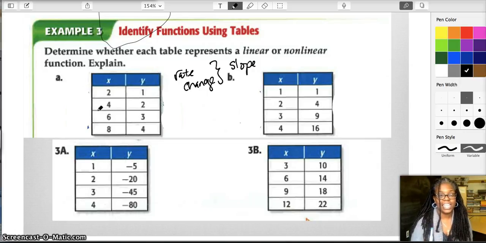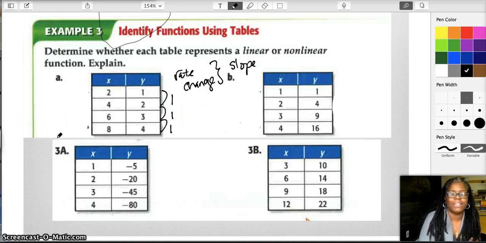Here's the key. Anytime, for any two pairs of points that you have, the change in y over the change in x must be consistent. So we're just going to check it out. So the best way to handle these is to take a look at the change in y. Check out the change in y. Here I'm going from 1 to 2. That change is 1. From 2 to 3, change is 1. 3 to 4, you got it, change is 1.